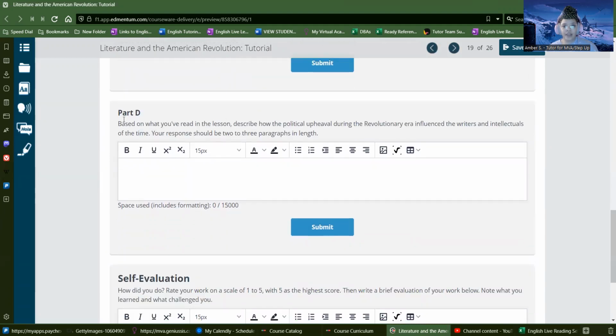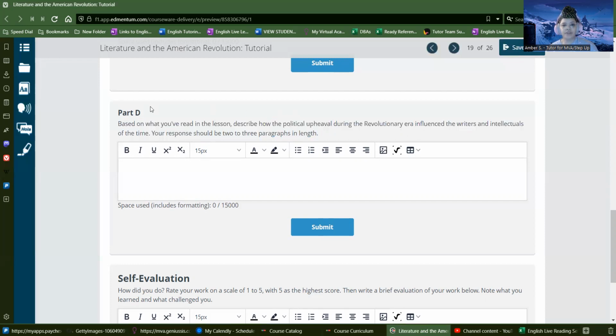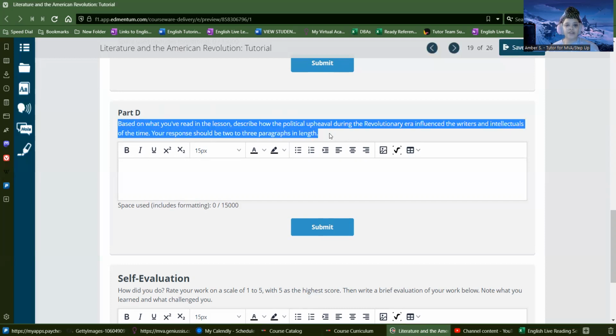And then, based on what you've read in this lesson, describe how the political upheaval, which means like shakeup, during the Revolutionary era influenced the writers and intellectuals of that time. So these are things that are discussed in earlier parts of the tutorial. Like they talk about in the beginning of the tutorial, outside of the reading selection, how the Revolutionary era changed people's writing. So if you're a little lost on this question, you should be able to go back to the beginning and reread some of those slides and come up with the answer for this.